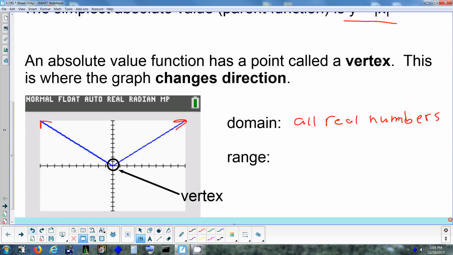Now the range. If the domain deals with the x, what does range deal with? Y. Right. Now, look at that. Does that V shape go up and down forever? No. Which way does it go? It goes down and then it goes up. It goes up forever. What's the lowest that it ever goes?